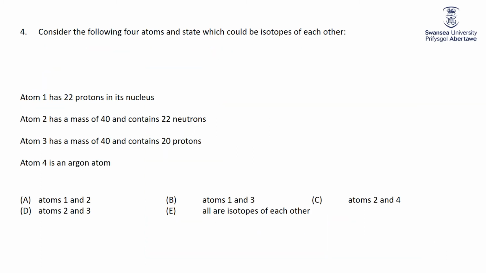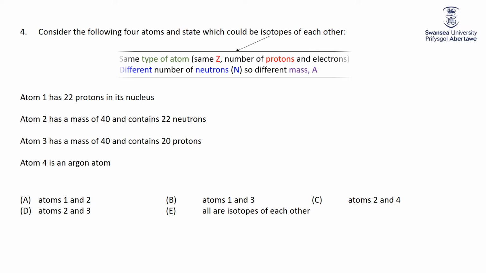Consider the following 4 atoms and state which could be isotopes of each other. So atom 1, 22 protons, atom 2, mass of 40, 22 neutrons, and so on. Anyway, isotopes are the same type of atom, so they've got the same Z, the atomic number of protons and electrons, but they have different numbers of neutrons, so that means they have a different mass. So let's go through each of these possibilities and identify as much as we can.